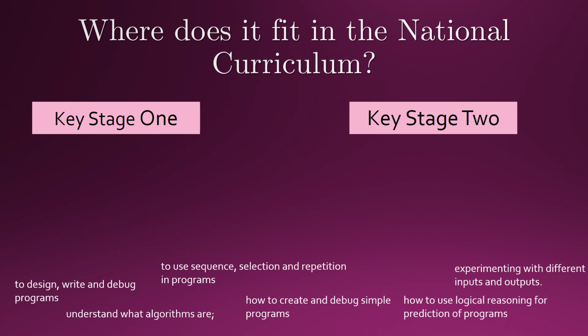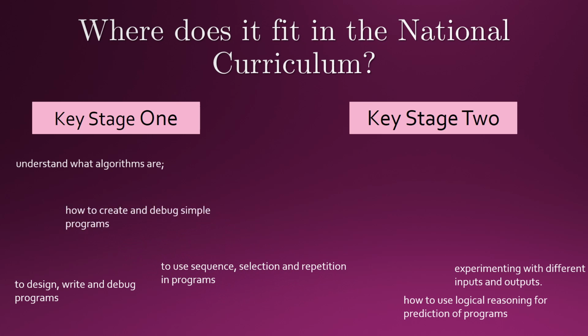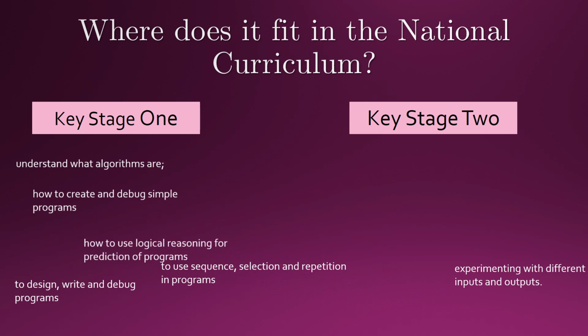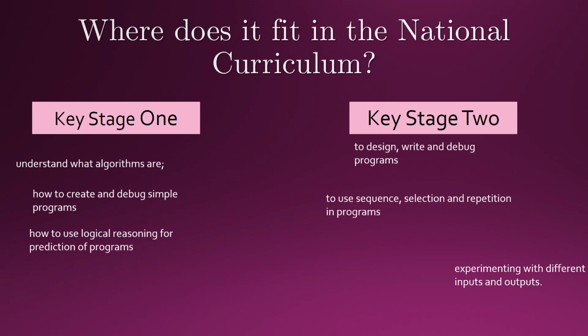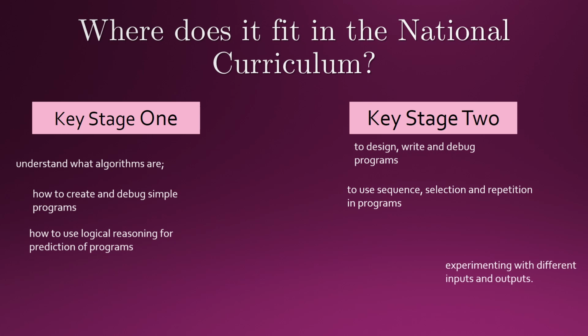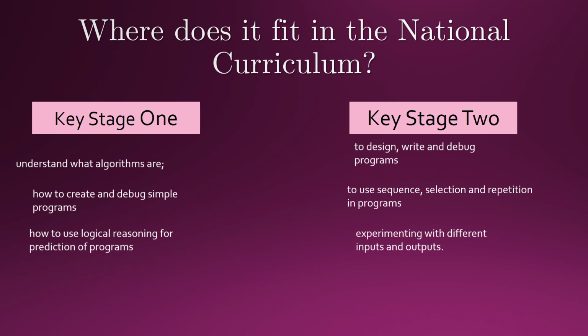The national curriculum expectations of the teaching of programming are as follows. Within Key Stage 1, children are taught to understand what algorithms are, how to create and debug simple programs, and how to use logical reasoning to predict the behavior of programs. Programming is exercised further in Key Stage 2, as children are expected to design, write, and debug programs, to use sequence, selection, and repetition in programs, and experiment with different inputs and outputs.